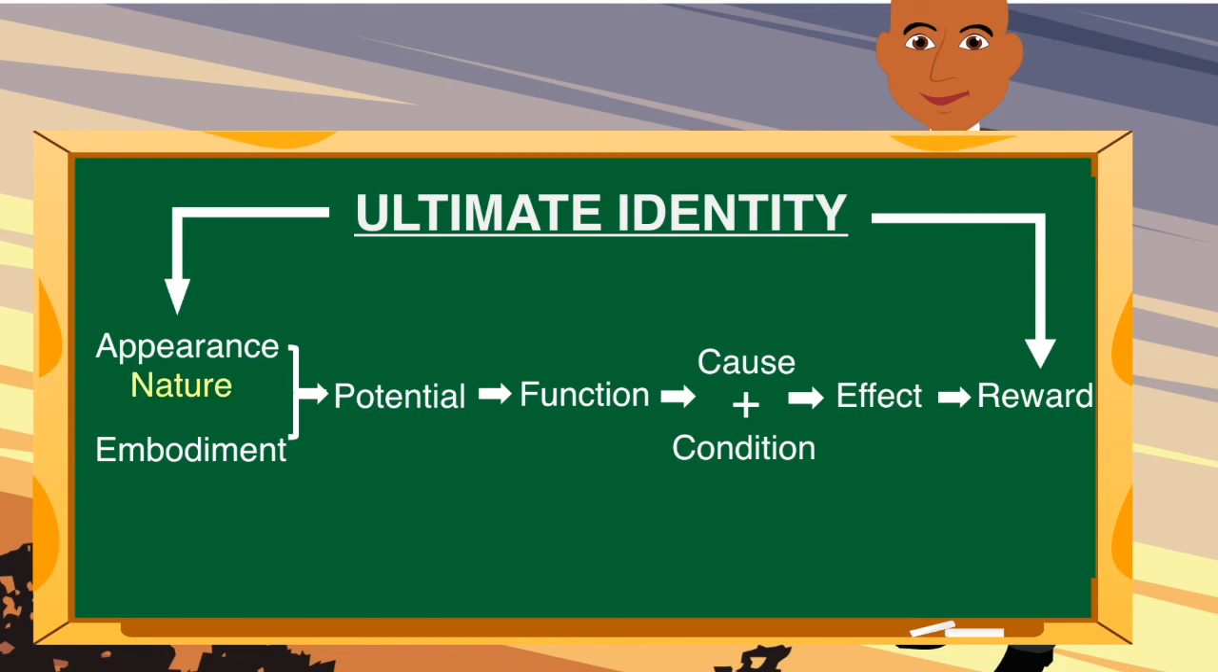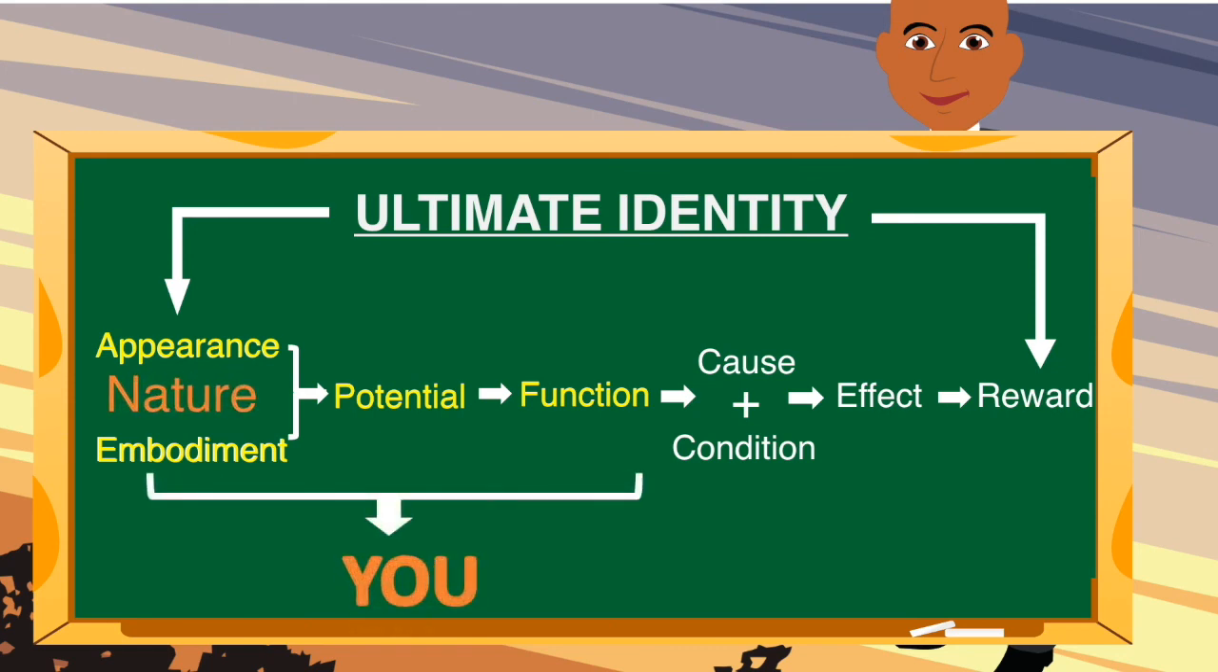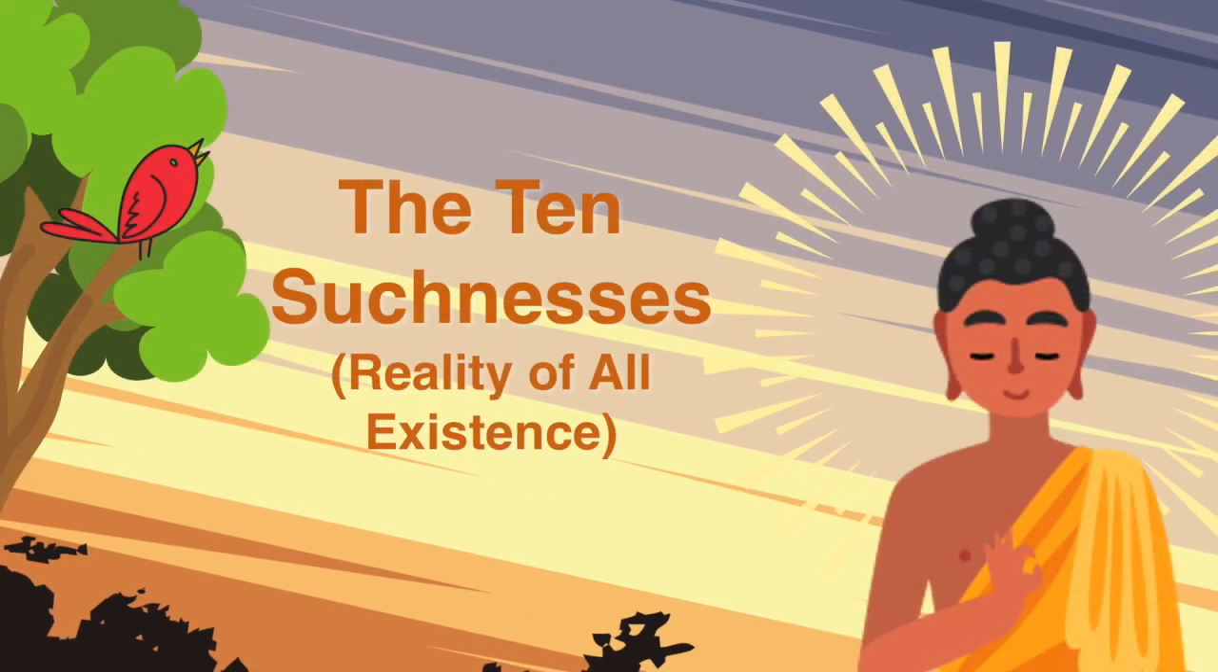Nature is very important in this teaching. It represents the heart and mind. We are a composite of the first 5 Suchnesses. When we interact with each other, our natures are a key element. The 10 Suchnesses, reality of all existence.